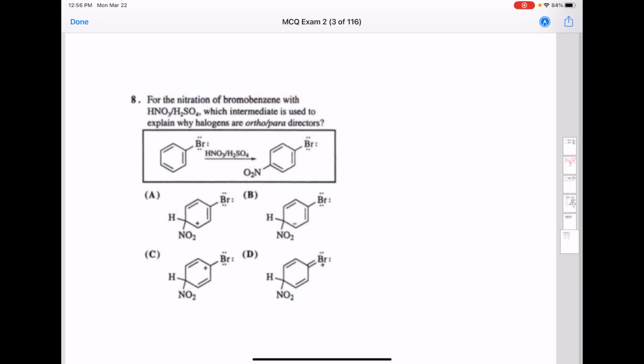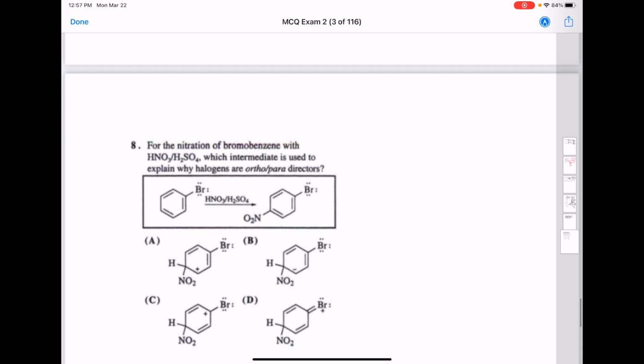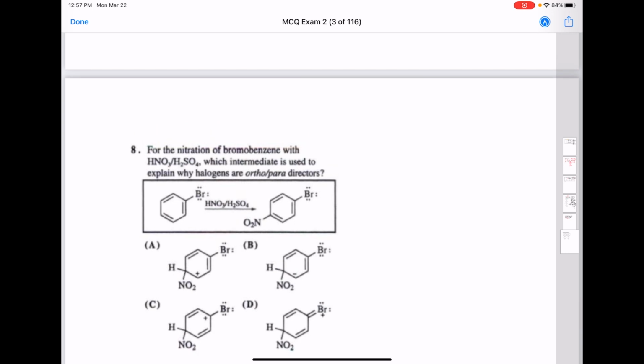Now we have reached our final problem for this review session, and we have the following question. For the nitration of bromobenzene with the mixture of nitric acid and sulfuric acid, which intermediate is used to explain why halogens are ortho-para directors? So this is a very conceptually heavy question, and the first way we're going to tackle it is we have to understand what the real definition of an ortho-para director is.